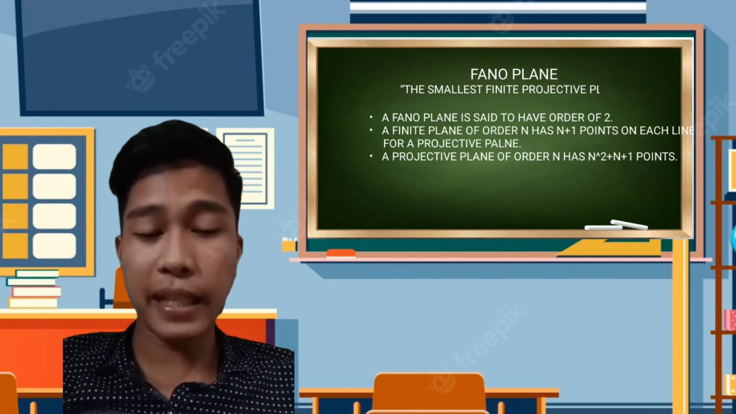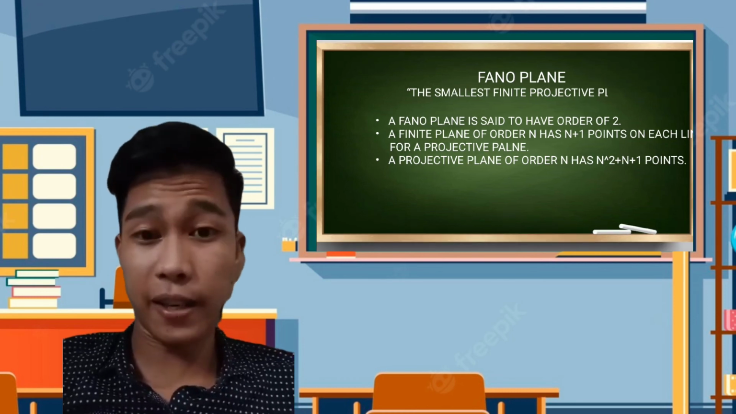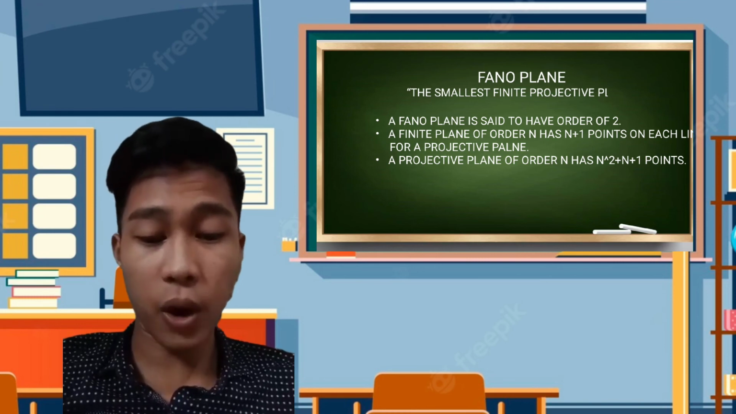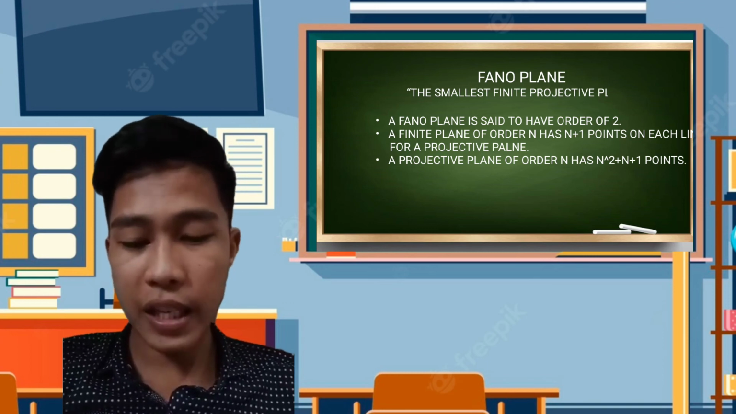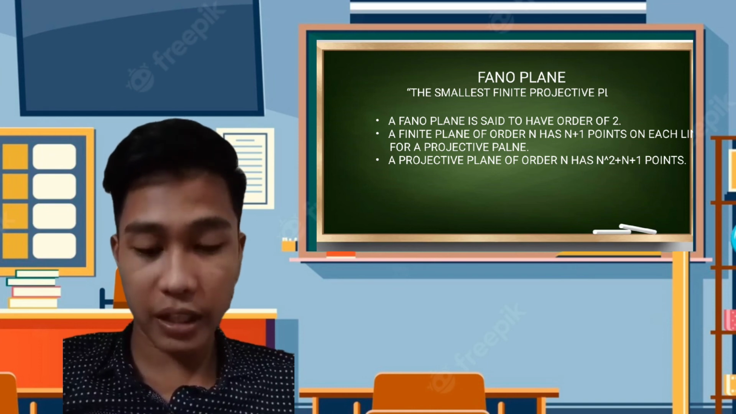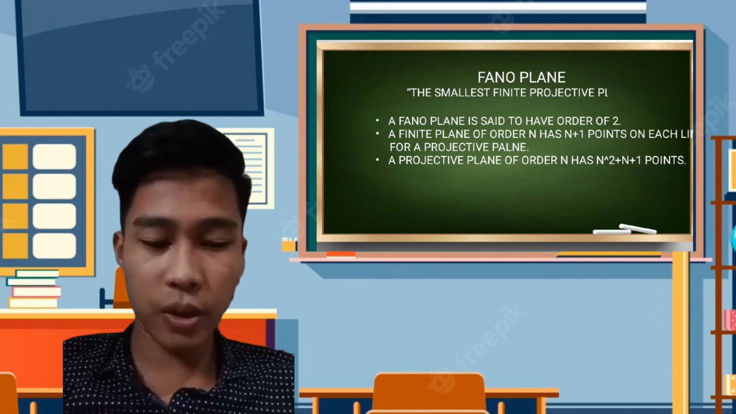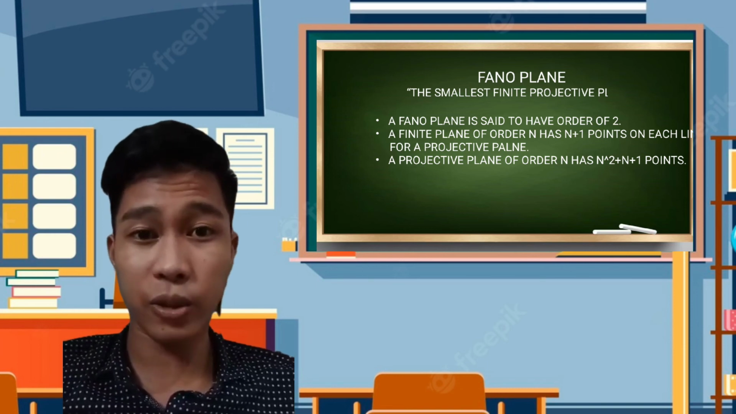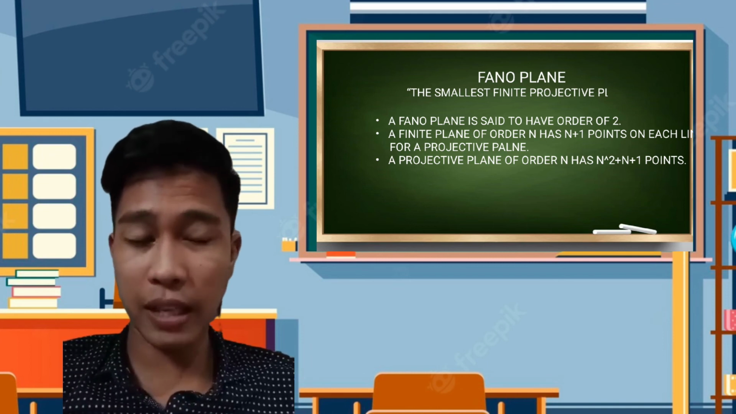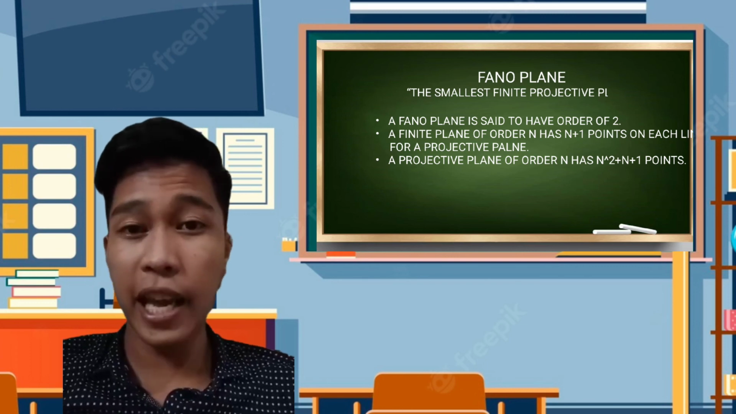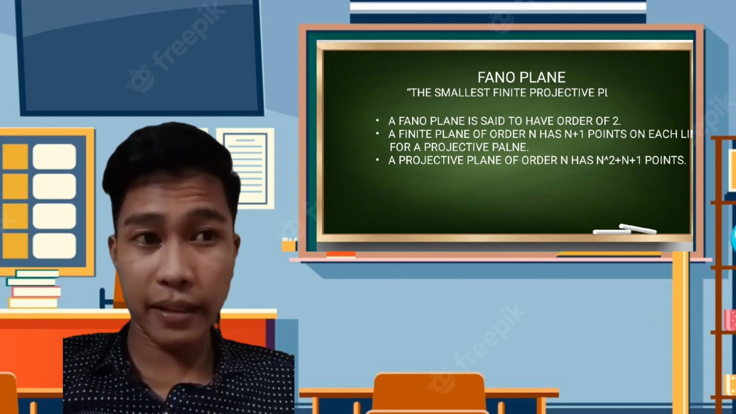To sum up, the Fano plane is defined as the smallest finite projective plane because a Fano plane is said to have order of 2. Next, a finite plane of order n has n plus 1 points on each line for a projective plane. Meaning, on each line of a projective plane, it has n plus 1 points. So, sa bawat line daw ng projective plane, merong n plus 1 points. So, isa-substitute natin ngayon yung 2. Since yung order daw ng Fano plane is 2, isa-substitute natin yung 2 doon sa n. So, magiging 2 plus 1 siya. 2 plus 1 equals 3 points.